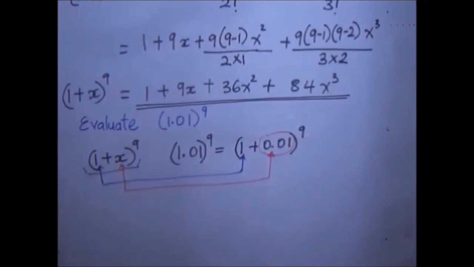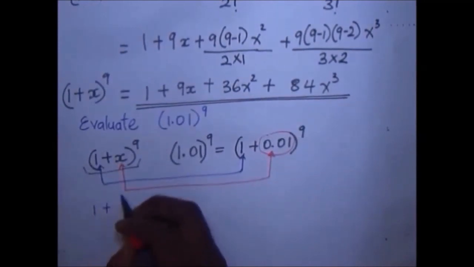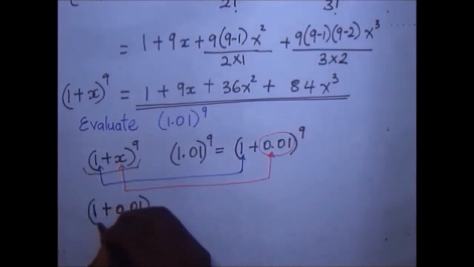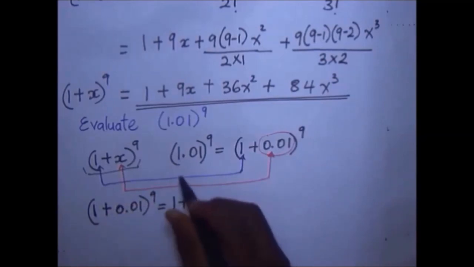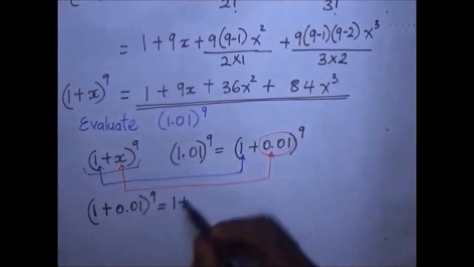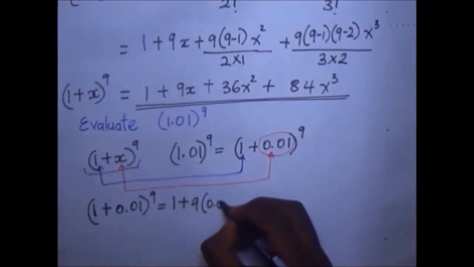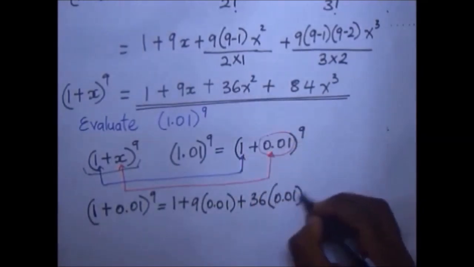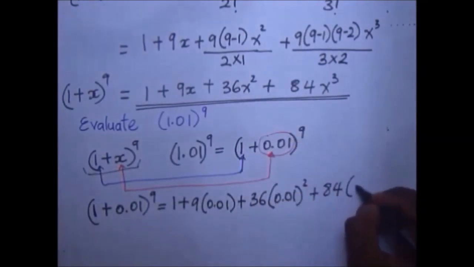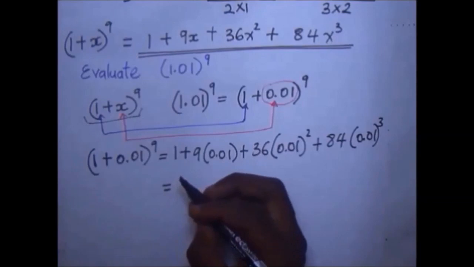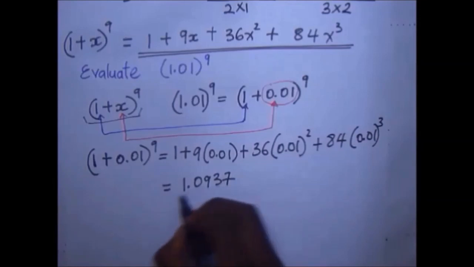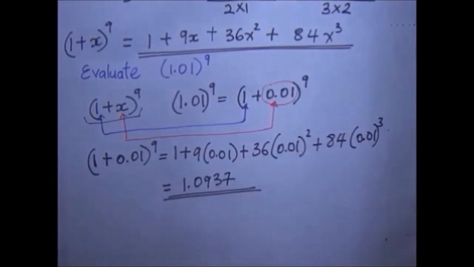So it means in this case 1 plus 0.01 to the power 9 is simply going to be 1 plus 9x. x is 0.01. So 9 times 0.01 plus 36 into 0.01 squared plus 84 into 0.01 to the power 3. Our answer here is going to be 1.0937, and that is correct to 4 decimal places, and that is our answer.